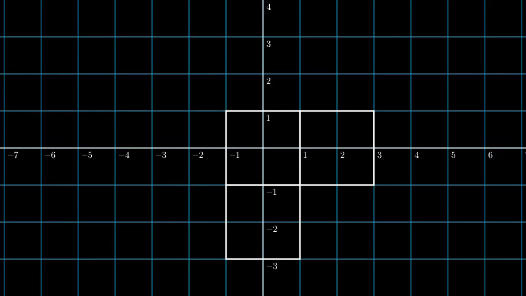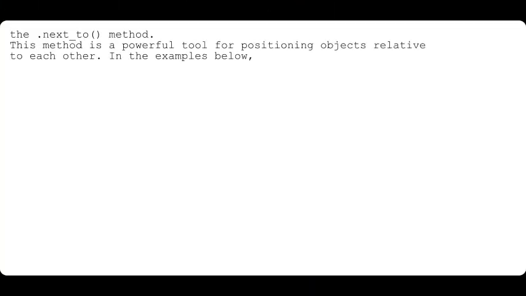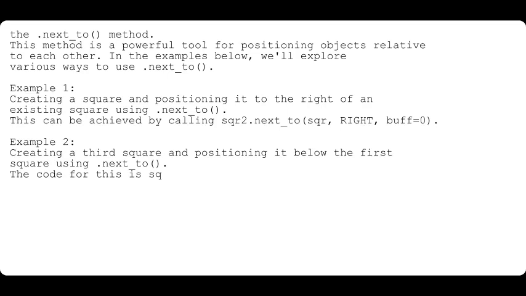You can also specify additional parameters such as direction and buff to control the positioning. Now, let's create a fourth square and position it to the left of the first square. Using the align_to method, align the last square with the third square in the down direction and shift to the left 3 points. By experimenting with next_to and other positioning methods, you can precisely arrange objects in your scenes. In this section, we'll explore the method next_to.